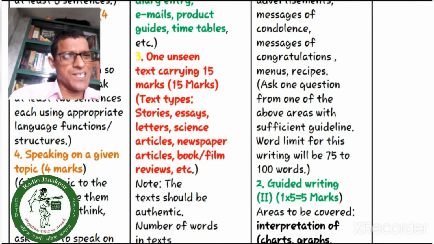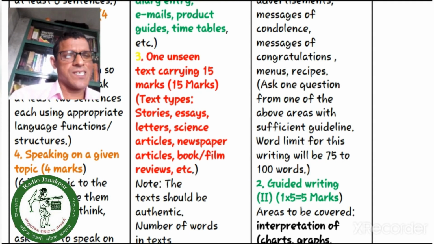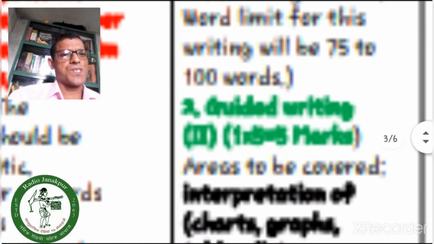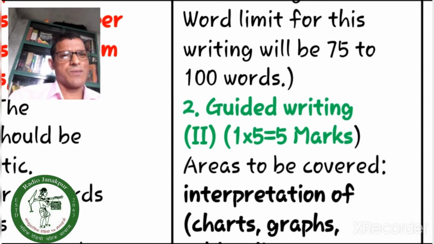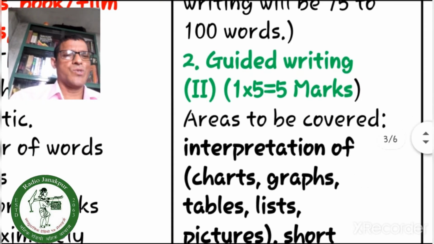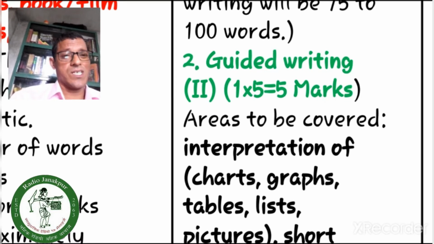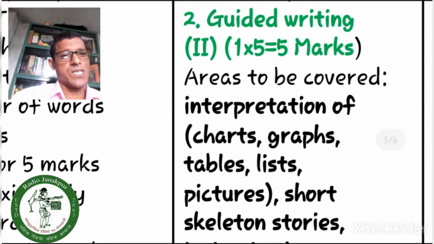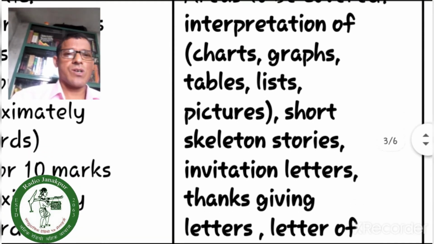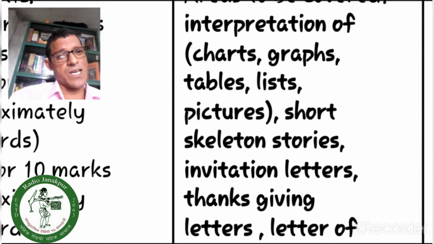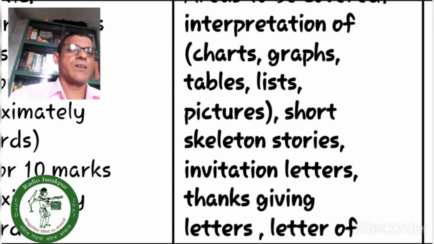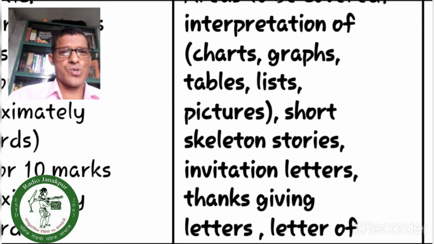Another is again guided writing, the second, which also covers 5 marks. Here you are asked to interpret a chart, sometimes a graph, table, list, or pictures. In the same way, sometimes a skeleton of a short story is given, and whenever a skeleton of a short story is given, you should write the story or complete the story out of the given clues.